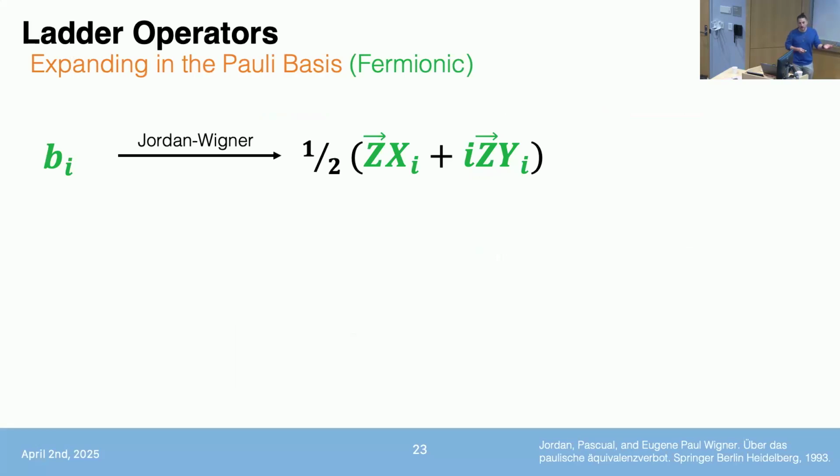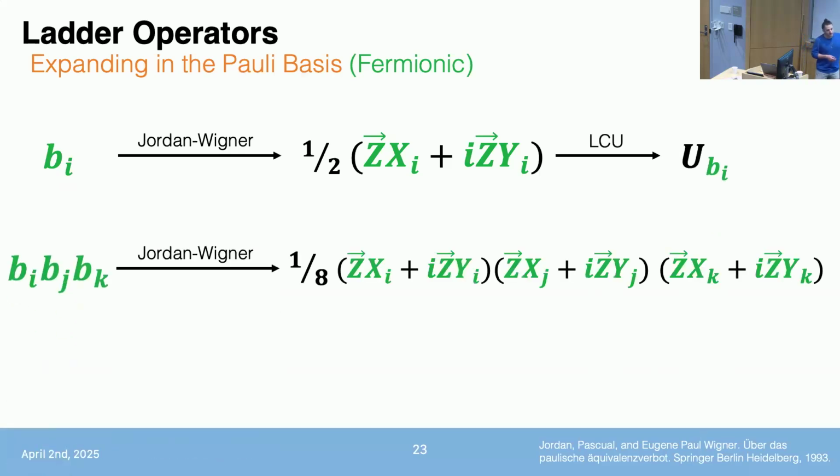So if I want to use some of the prior techniques, the way that people typically block encode these ladder operators is using a linear combination of unitaries. And if I use the Jordan-Wigner transform, or the Jordan-Wigner encoding, I can map each fermionic ladder operator into a sum of 2 Pauli operators. And we talked about if I have a sum of unitary operators, I can block encode that using linear combination of unitaries.